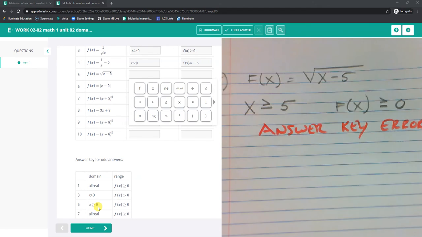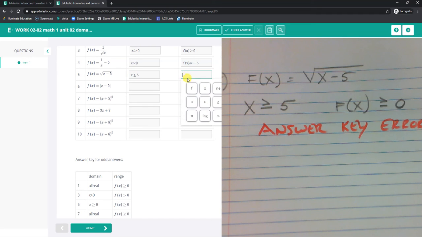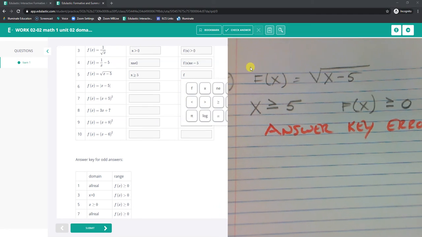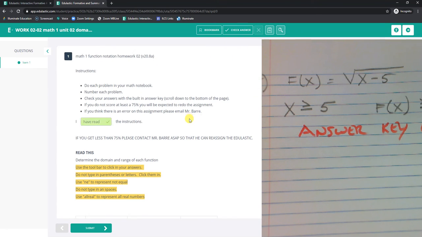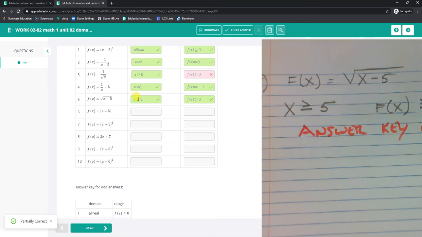So I'll have to fix that one. So I say it should be x is greater than or equal to 5 to keep it from going negative, and then f of x is greater than or equal to 0. Okay, so the key's wrong, but Edulastic knows the right answer.